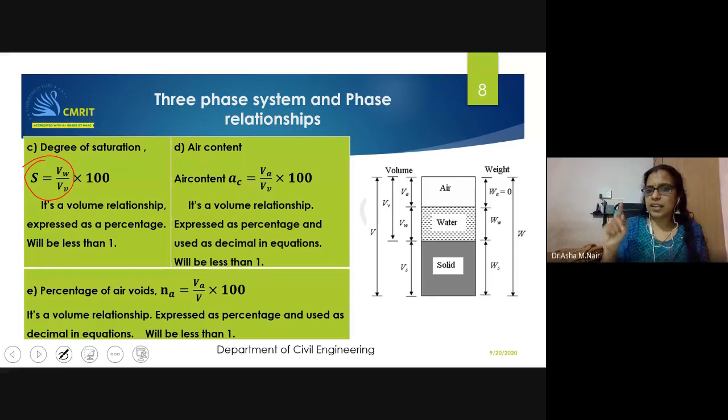Then air content, again Va by Vv, and percentage of air voids is nothing but Va by V. Okay. So please note all these terms, all these expressions, it's not only in terms of the fundamental relationships, it's also very important.